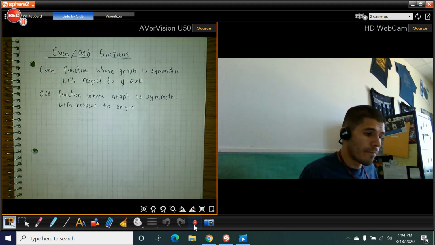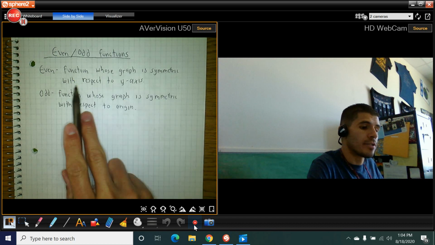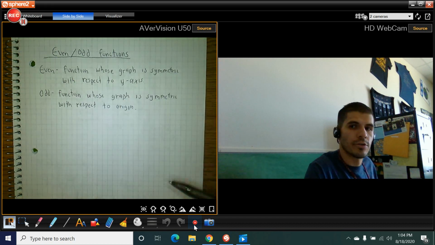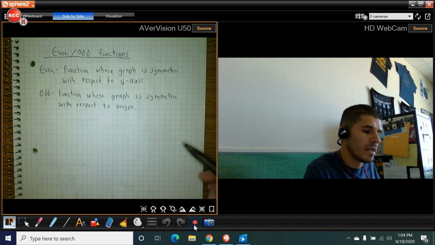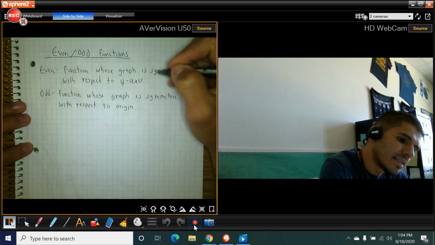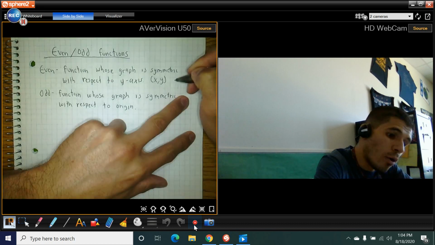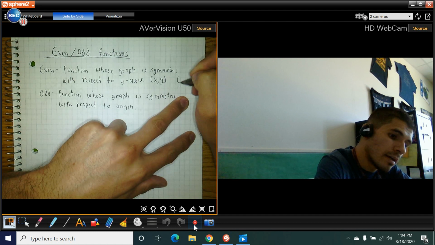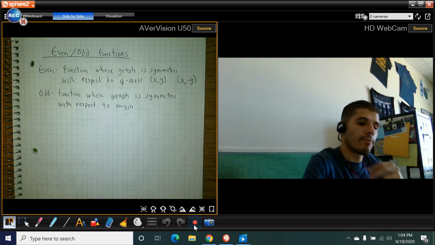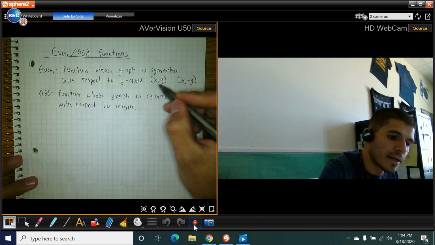In order for a function to be even, it is a function whose graph is symmetric with respect to the y-axis. I'll show you a drawing of that in just a second. But really, what this means, guys, is that if you have a point (x, y), you also have the point (x, negative y). I'll further explain this in just a second.